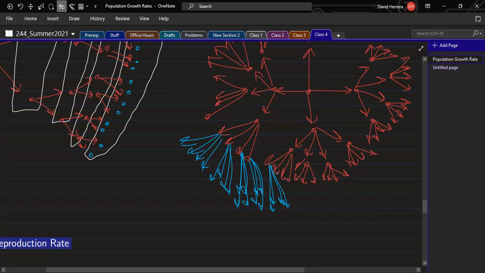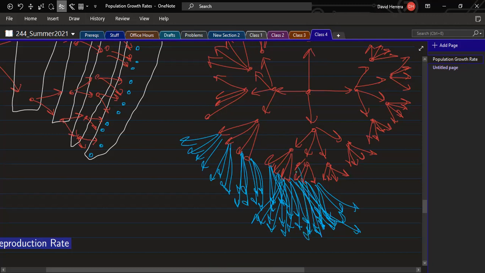So I have 4 here. 2, 3, 4. 1, 2, 3, 4. 1, 2, 3, 4. 2, 3, 4. 1, 3. Yeah, I'm at the point where I'm not even concerned that you can actually see what this is. The point is just to draw the right number of lines. One, two, three, four.